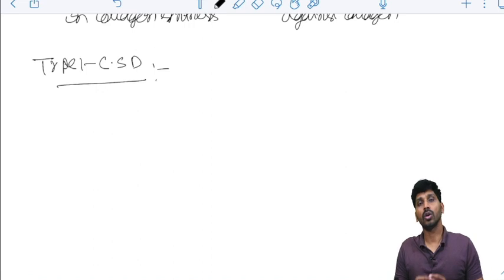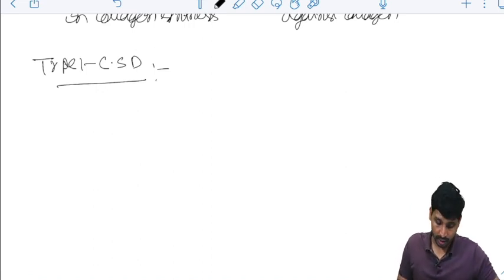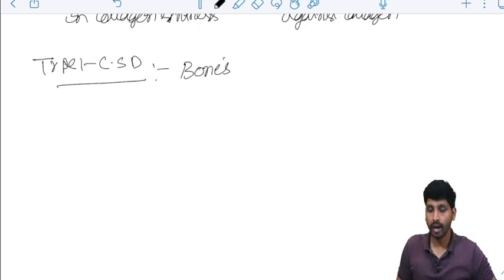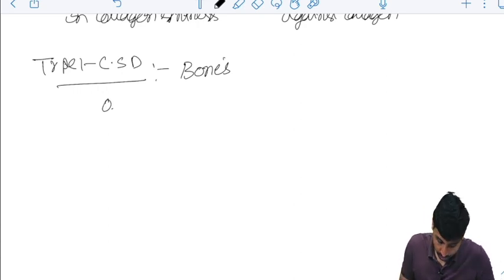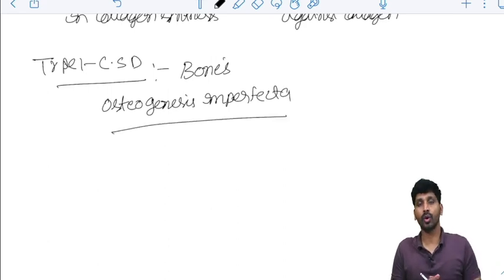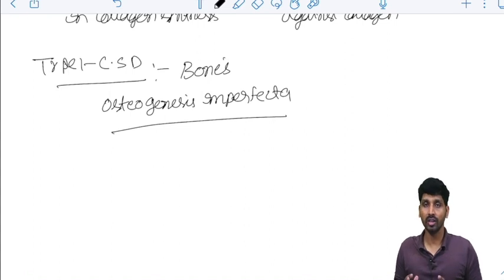Here the total collagen itself is defective, especially it happens in bones, and this condition is known as osteogenesis imperfecta. Name itself suggests. Okay, so the defective collagen in osteogenesis imperfecta will be type 1 collagen, and it exclusively takes place in bone. This defect happens in the bone.